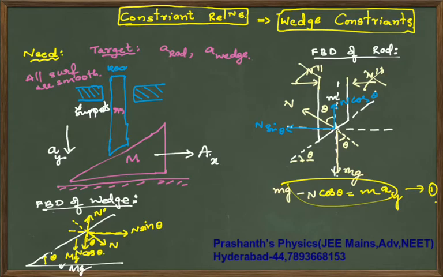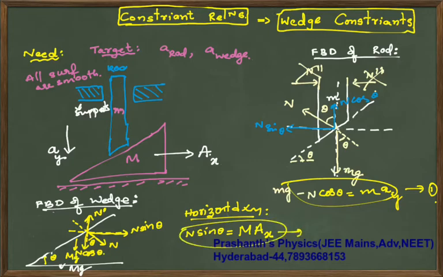So in the horizontal direction, if you write the equation here, N sin theta is equal to capital M into capital A x.